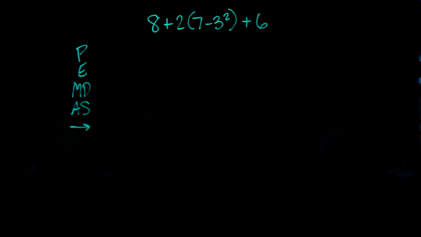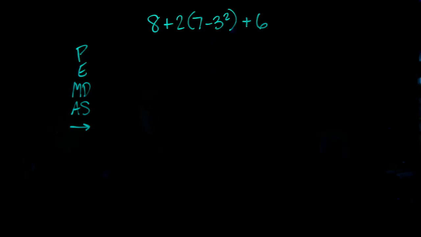So our problem here, we're going to first check for parentheses. Do we have parentheses? We do have parentheses, and within our parentheses we actually have two operations. We have subtraction as well as an exponent. So in your parentheses or any kind of grouping, sometimes you'll see brackets, you're also going to follow the order of operations.